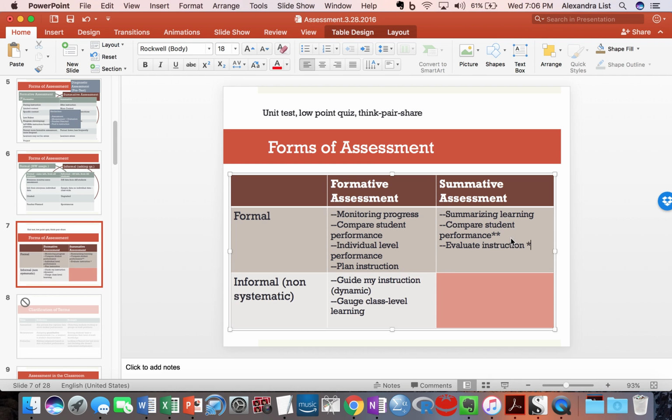Summative assessment helps me evaluate my instruction, but more at the unit level. So kind of how well did the students get the unit overall. But it doesn't let me evaluate my instruction day to day or minute by minute the same way that formative assessment would. And so these are the kinds of goals that I would be thinking about when I'm thinking about each of these forms of assessment.